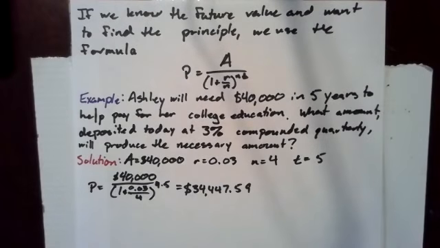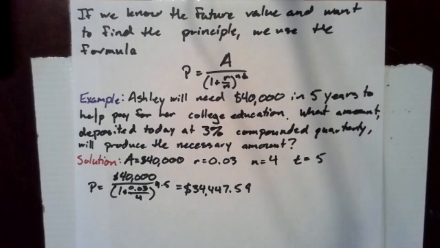If we know the future value and want to find the principal, we use the formula P equals A over (1 plus R over n) to the nt. For example, Ashley will need $40,000 in 5 years to help pay for her college education. What amount deposited today at 3% compounded quarterly will produce the necessary amount?